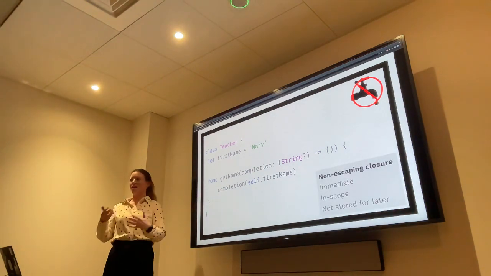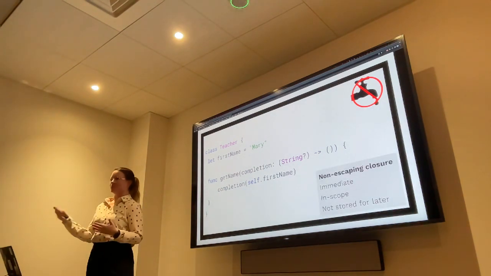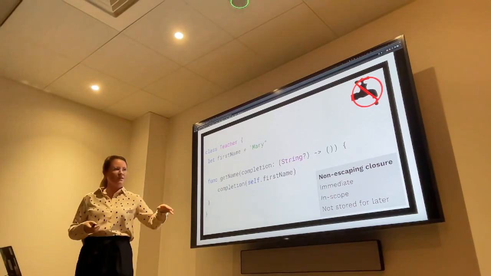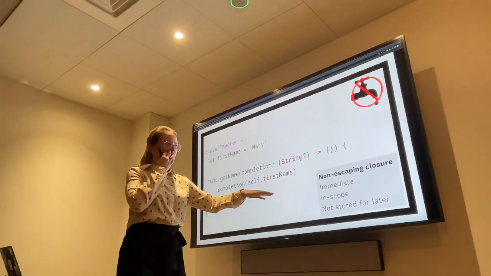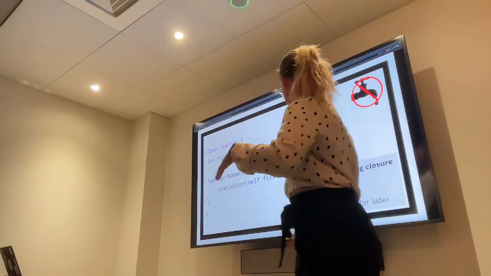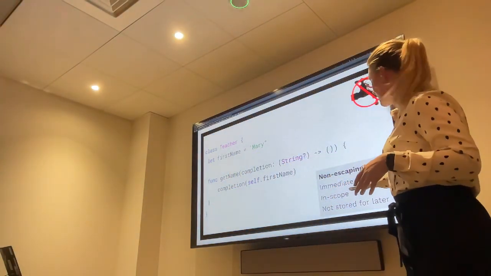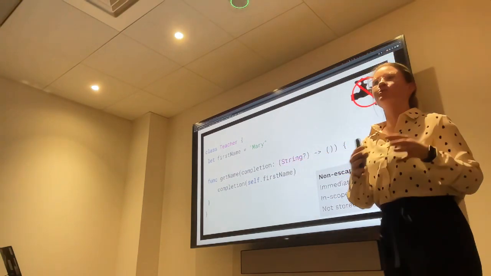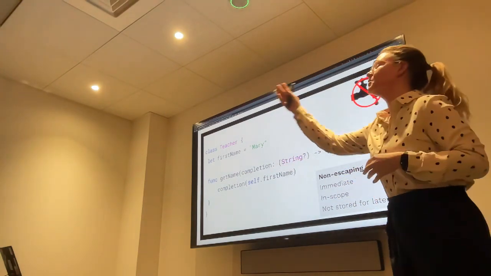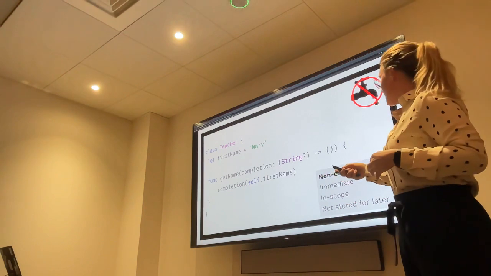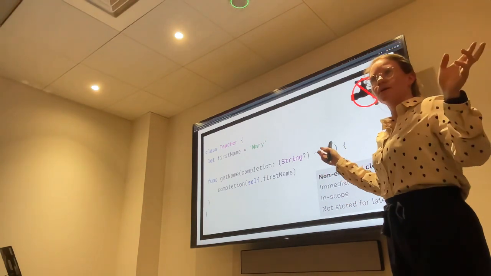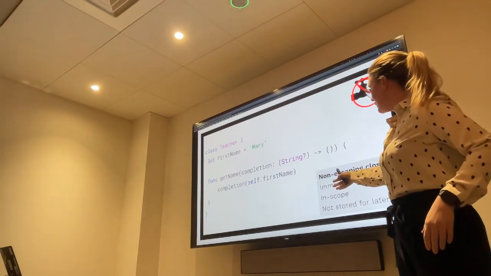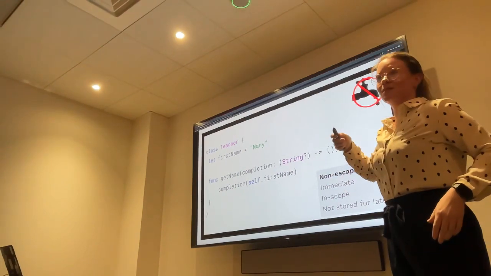This closure is a non-escaping closure, as opposed to an escaping closure. When we say non-escaping, this means that the closure is going to run immediately in its scope. It's not stored for later. It can't be passed around to different objects or anything. It can't be executed way in the future. So it's safe, so to speak, to use this to have a strong reference to self.